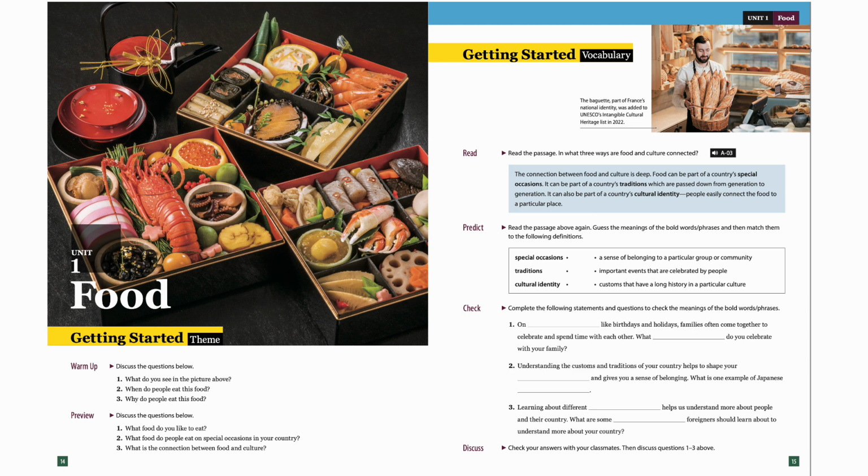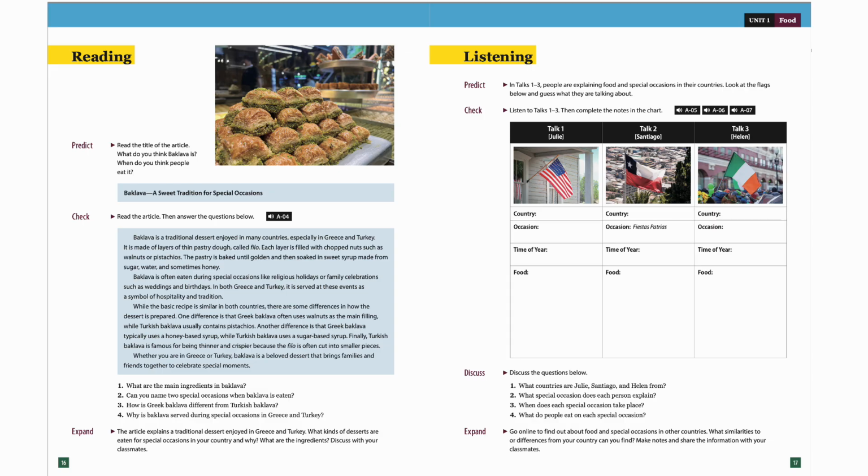Next, in vocabulary, learners explore 3 key words: special occasions, traditions, and cultural identity. And they're introduced to the 3 subtopics of the unit theme. They can begin to connect these words and topics to their own experiences. In the reading section, students read about baklava, the sweet layered pastry enjoyed in Greece and Turkey, discovering how one dish can tell stories of history, religion, family celebration, and special occasions.